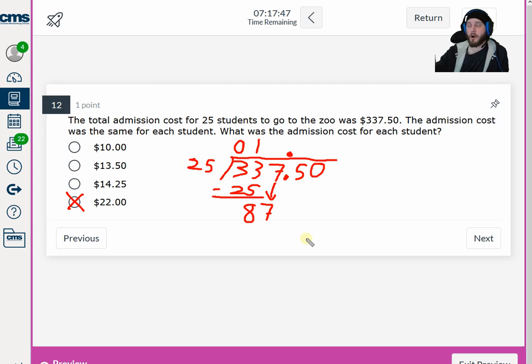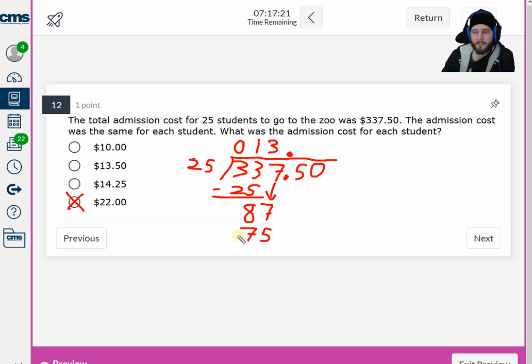Now this would be hard if not for the fact that 25 is a quarter. Think of this in terms of money. 25 cents, 50 cents, 75 cents. 3 quarters would be 75 cents. 4 quarters would be 100 cents. So this is only going to go in 3 times. 3 times 25 is 75, and you're actually already done with this problem.